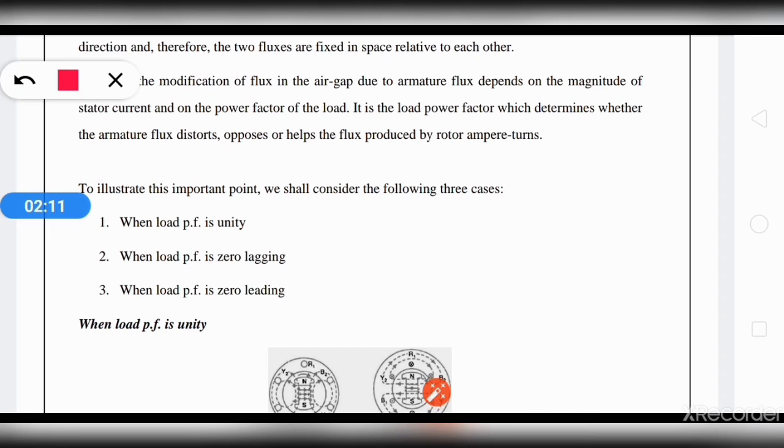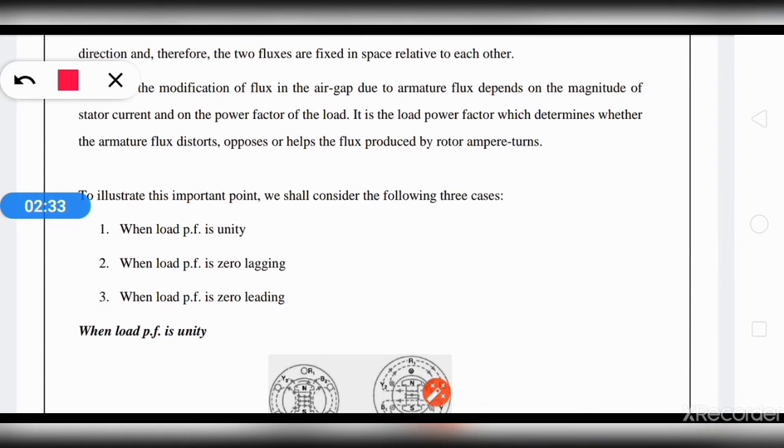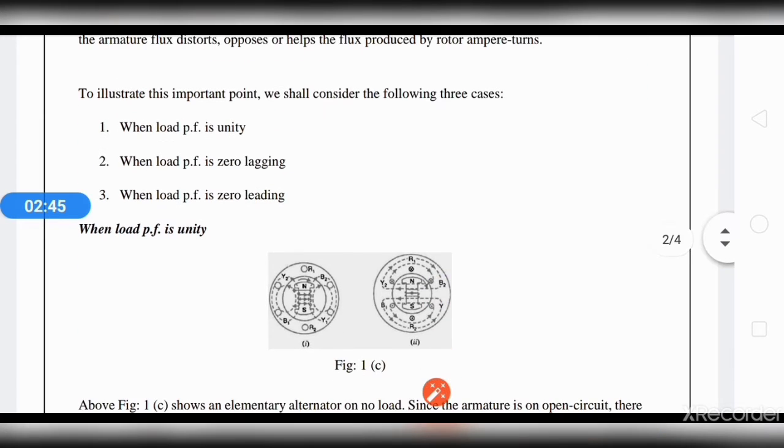This is a very important point to note, that the effect of the armature flux depends on the magnitude of stator current and the power factor of the load connected. It plays a very important role in the armature reaction. Depending upon the power factor, it will be decided whether the armature flux distorts, opposes or helps the main flux produced on the rotor. There are three cases. Number one is when the load power factor is unity.